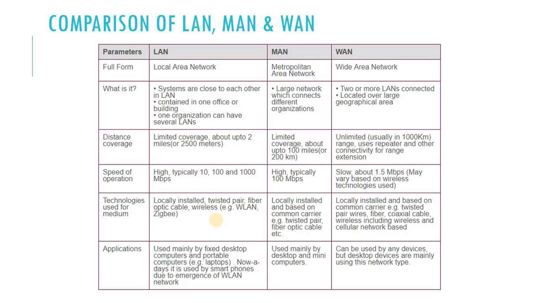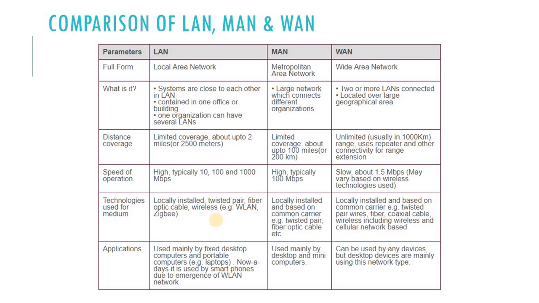For the technologies used, the medium in a LAN is locally installed twisted pair, fiber optic cables, and wireless. So we all know that in a LAN one cable is required, which is a fiber optic cable or twisted pair. In a MAN, it is locally installed and based on a common carrier, for example twisted pair, fiber optic cable, etc. In a WAN, it is locally installed and based on a common carrier: twisted pair wire, fiber, coaxial cable, wireless including cellular network based.